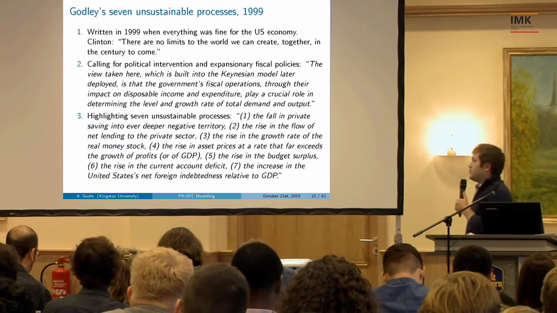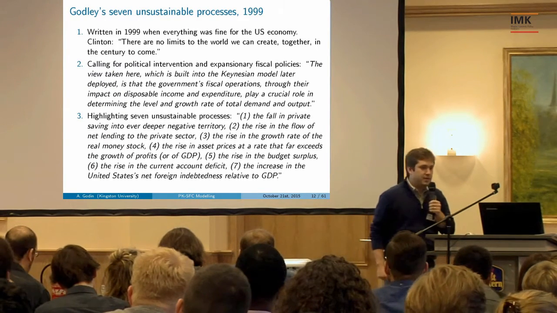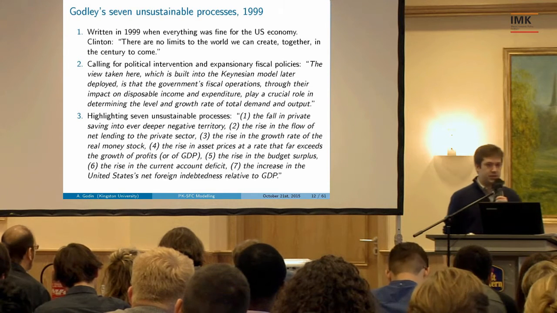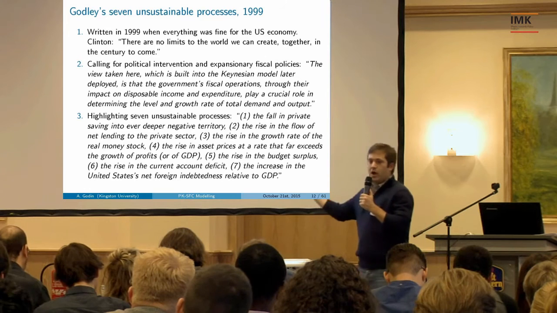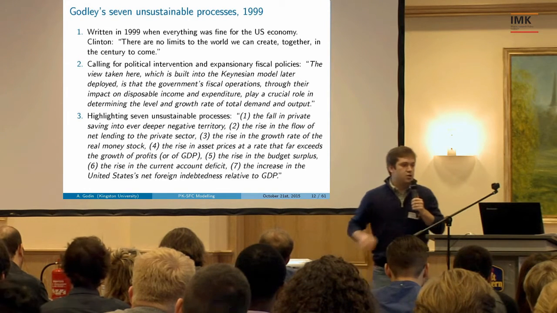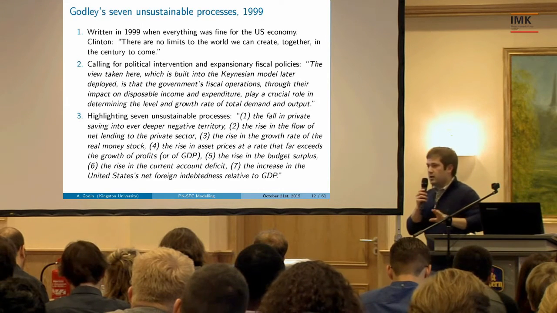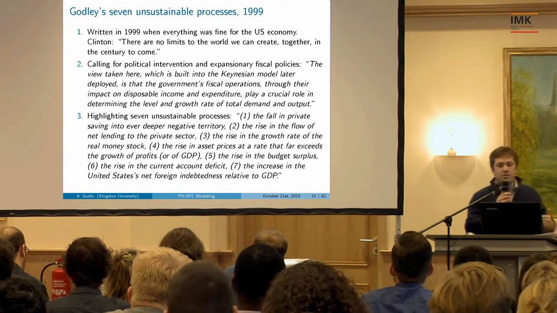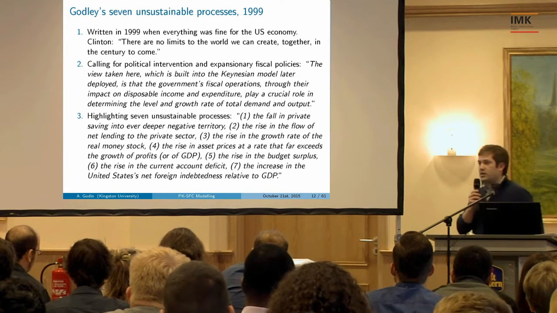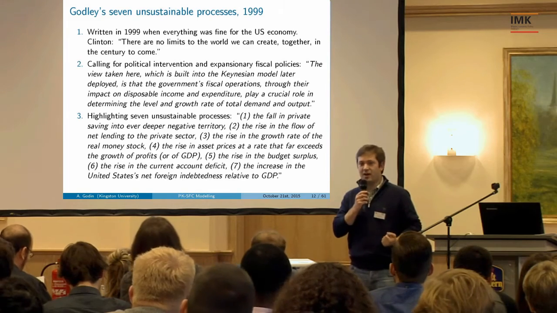The first one is obviously from Godley. Godley in 1999 wrote this brilliant piece called Seven Unsustainable Processes. He basically was calling for the crisis to come way before any other one. Okay? So look, we are in 1999. Everything is doing brilliantly. Everyone is happy. Clinton is saying there are no limits to the world we can create together in the century to come. Really. No limits. Here we are.